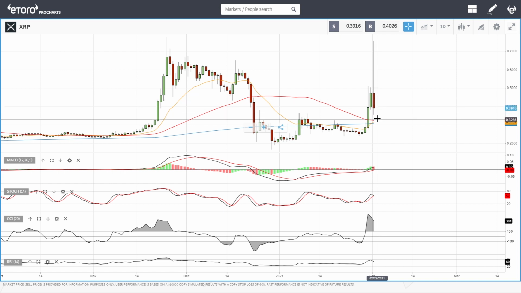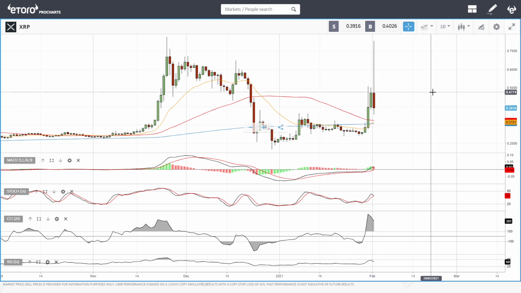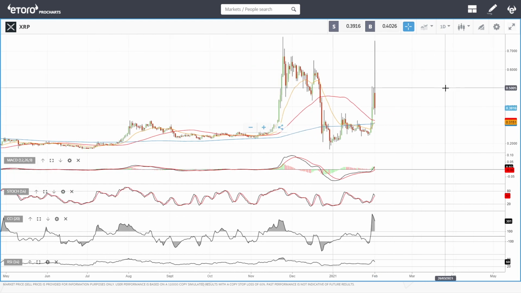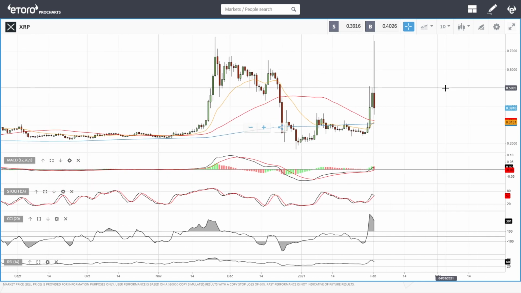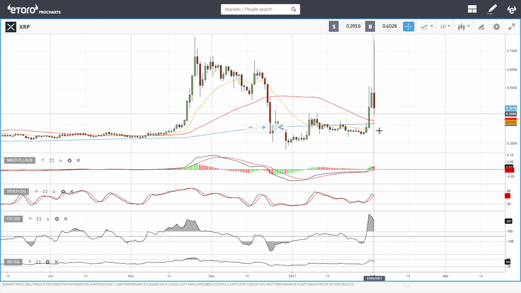I'm still waiting for that test of the 50 moving average or the 20 exponential moving average, to see whether or not this bounces off that, because this is a very cheap cryptocurrency compared to other cryptocurrencies. And just a small amount of investment in this, held for several years, could mean a massive, massive gain. But I'm still waiting for that bounce. So let's look at Litecoin.